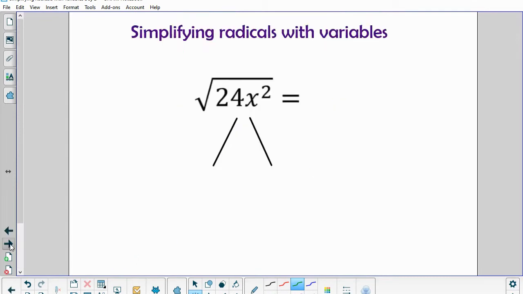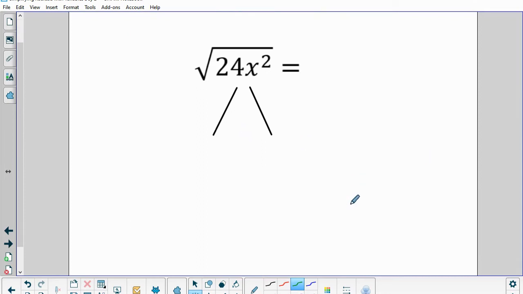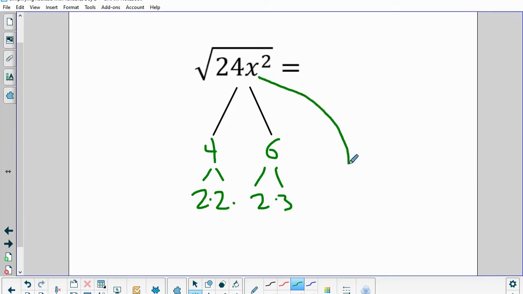What happens if we have variables inside of our radicals when we're simplifying them? Well, let's see what that would look like. So 24 breaks down into 4 times 6, and 4 breaks down into 2 times 2. 6 breaks down into 2 times 3. And then for the variables, when you bring those down, you just look at the number on the exponent. There happens to be a 2 there, so we write down 2 x's.